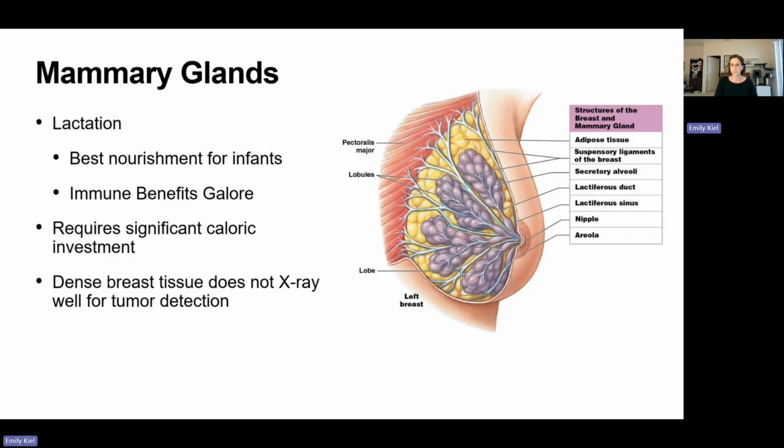It is more a relation to how much adipose tissue is in the breast, and that is more likely to be genetic. So if you look here, you can see all of that adipose tissue. You can see some suspensory ligaments that are trying to support that because that tissue is heavy. You can see the secretory alveoli and the lobules. You can see that they drain into a duct and then a sinus where they can come out of that nipple. And you'll notice that there are multiple little ducts that will come out of that area to transfer the milk.